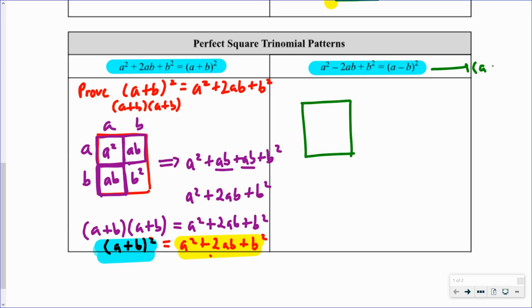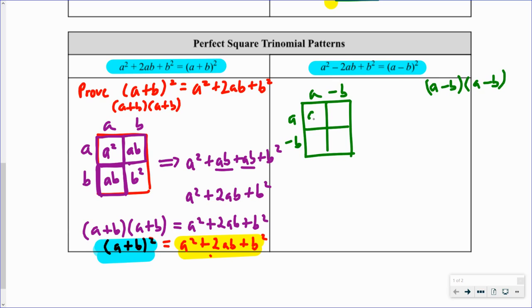Because (a - b) all squared is (a - b) times (a - b). I'm running out of space, so let me do this down here. (a - b) times (a - b). All right, so the dimensions are (a - b) and (a - b).